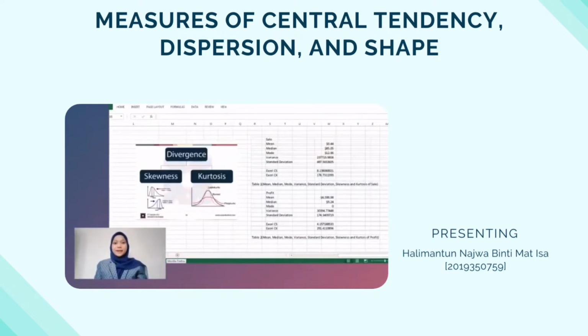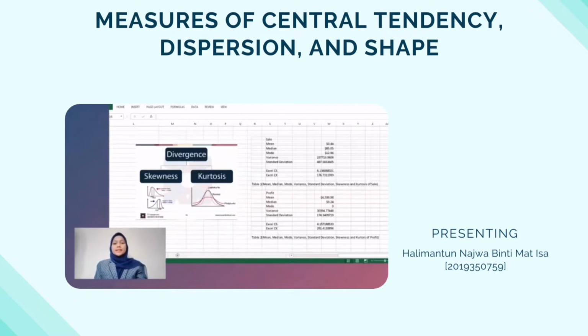Hi everyone, now I will discuss with you about measure of central tendency, measure of dispersion, and measure of shape based on tabular data for sales data and profit data. Firstly, measure of central tendency is mean, median, and mode. The mean based on sales data is 0.44.